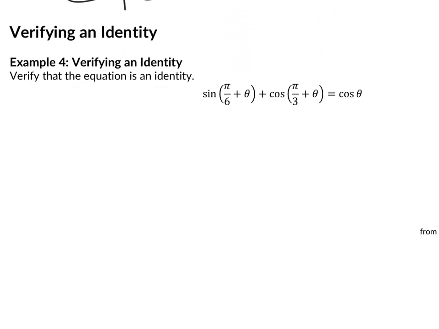All right, we're going to verify this identity. We have sine of pi over 6 plus theta plus cosine of pi over 3 plus theta equal to cosine of theta. Obviously, this is the more complicated side, so let's work with that side. Do we have a formula to expand the sum of sines? We do. That would make this the sine of pi over 6 times the cosine of theta plus the cosine of pi over 6 times the sine of theta.